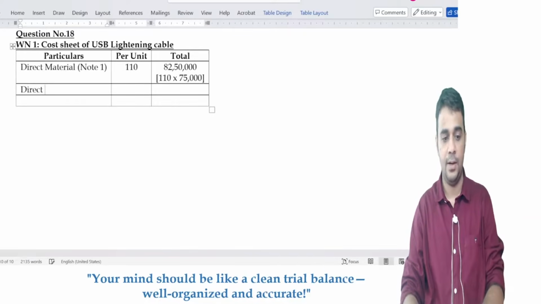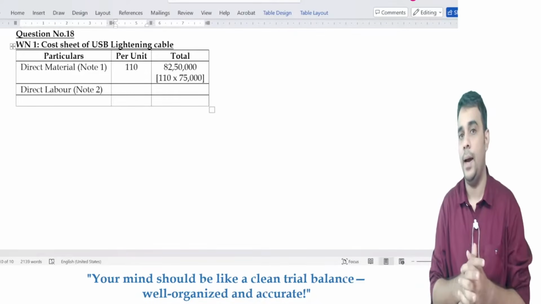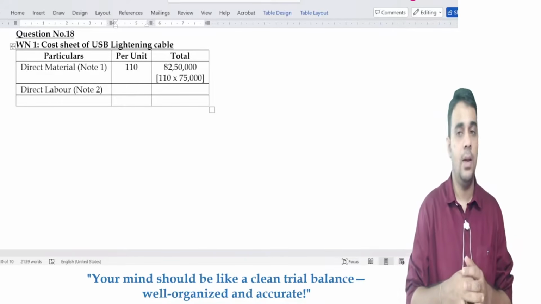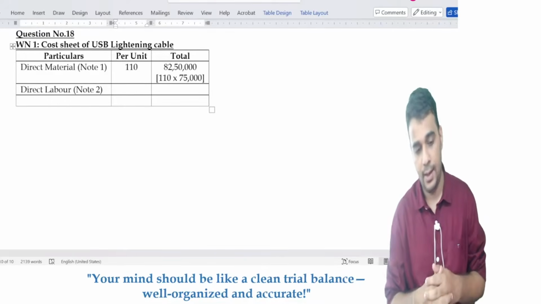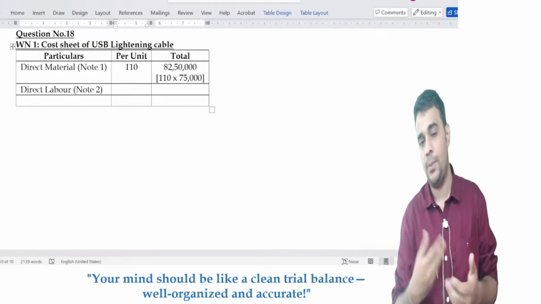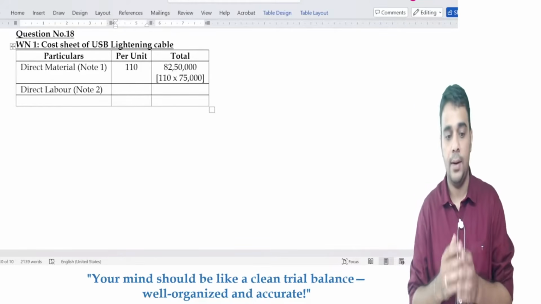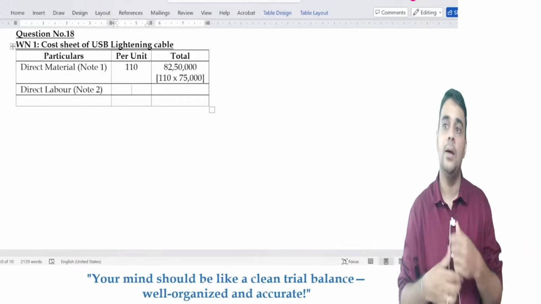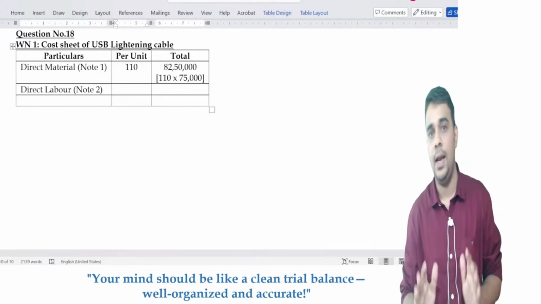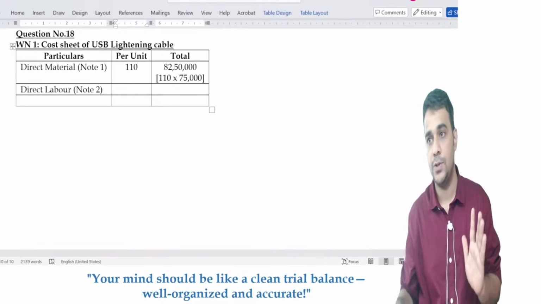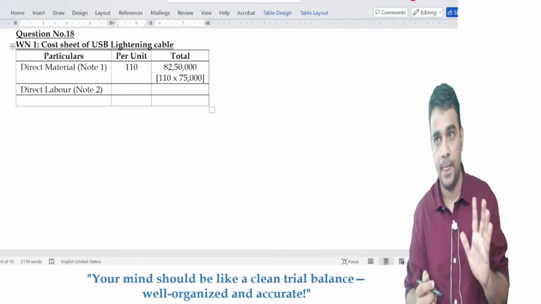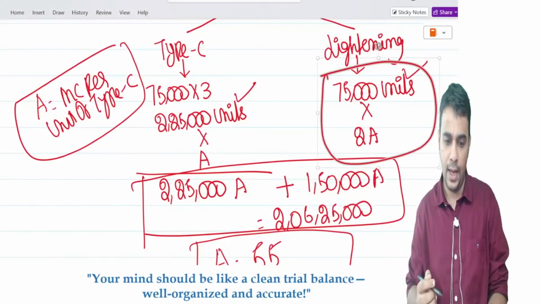Next, direct labor, bracket note 2. Similar adjustment has to be done. I'll be doing it on the screen. Some of you could have done it by now, that's okay. Direct material 110 into 75,000, 82 lakh 50,000. That is done. Any doubts here? Anybody has any doubts on direct material? Done. Next, coming down to direct labor.